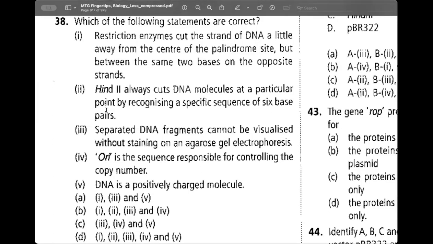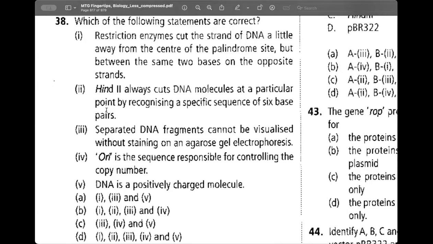I chose B because in the B option we don't have the fifth option. Though I'm still not convinced about the second option, that it always cuts DNA molecule. I'm not so sure about it. But fifth is not a correct one, right? So B does not consist of the fifth one. So I chose that.